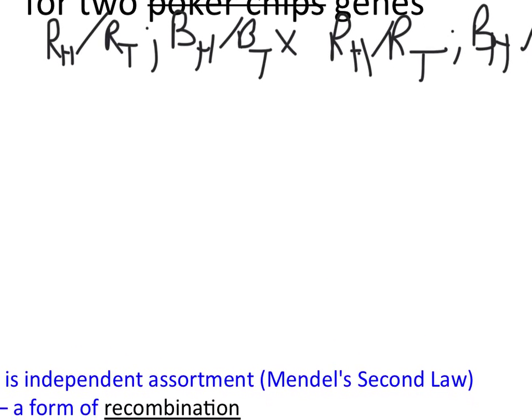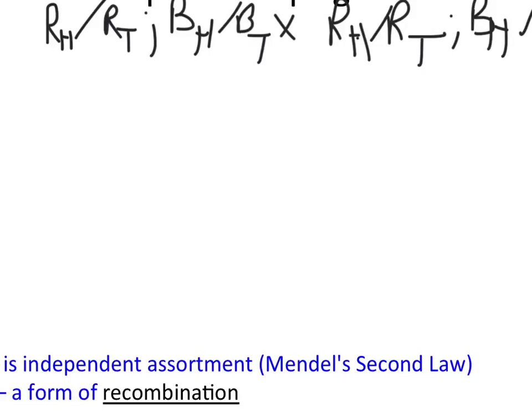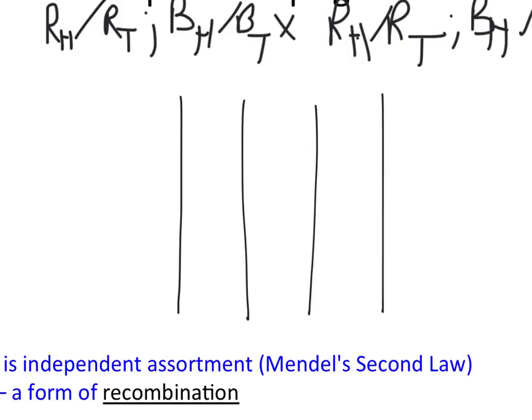How many squares does it need to have? Got two dihybrids, they're crossing together. So we're talking about two genes, dihybrid. How many rows, how many columns? It's 4 by 4. Typical dihybrid cross.